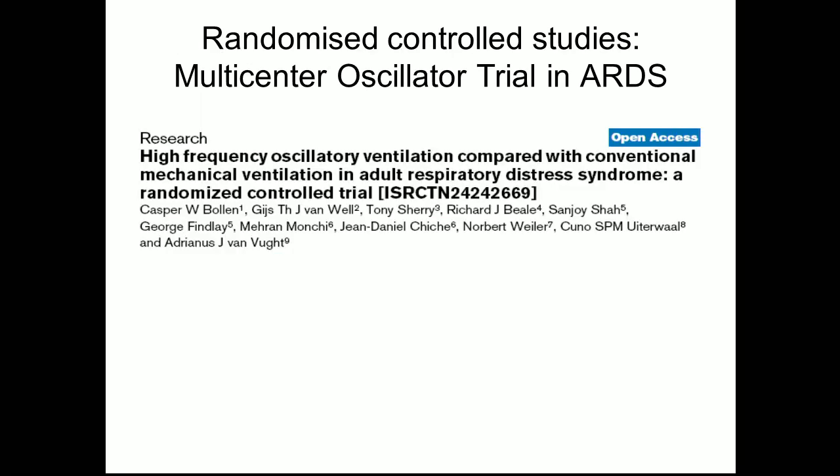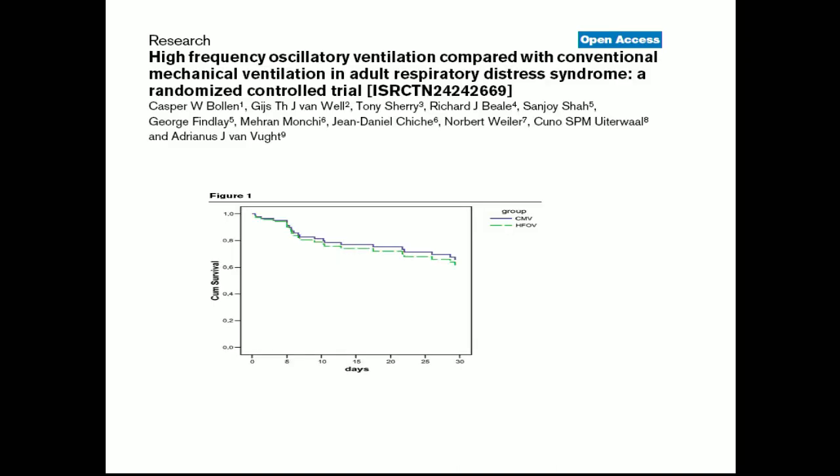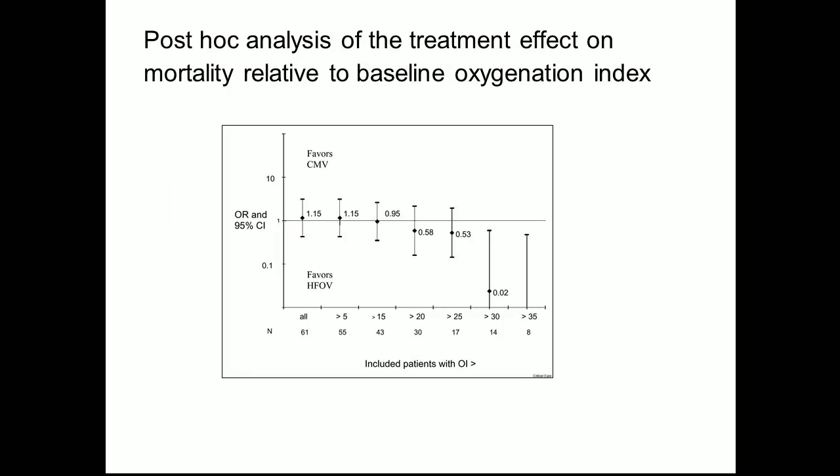And that was the American and Canadian oscillator trial. Then we had the European limb of the oscillator trial, which we had to close early because of lack of recruitment. This trial was done in 6 centers across Europe, in centers that have been doing oscillation for quite some time. Again, there was no significant difference in survival. The conventional ventilator groups did slightly better, but there was no statistical significance.